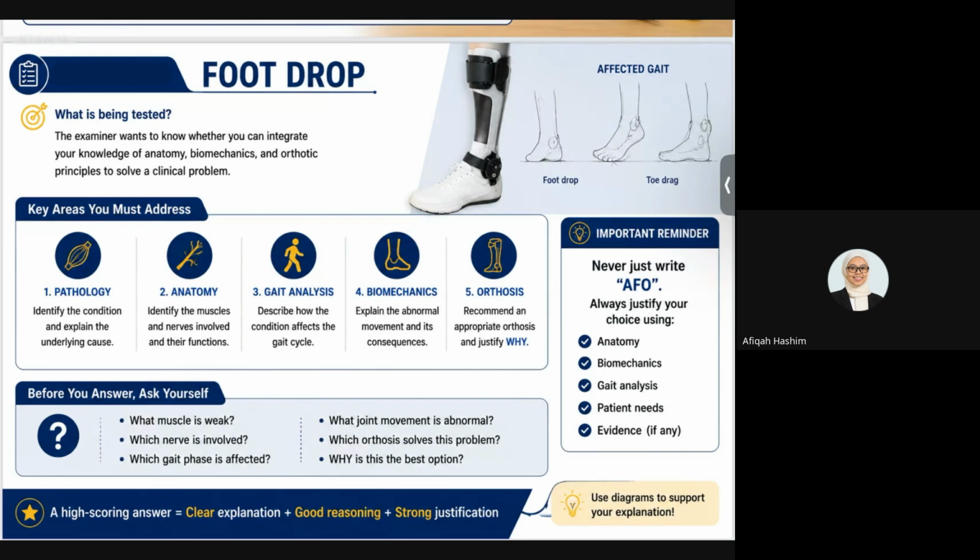So for any question that needs this type of information, please do not memorize the disease. Focus on understanding it, the relationship between the muscle function, the joint mechanics, the gait, and the orthotic intervention. I will share an example later. All right.